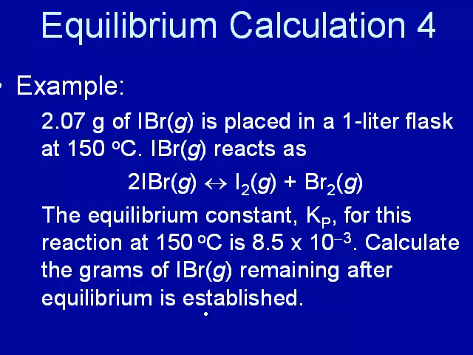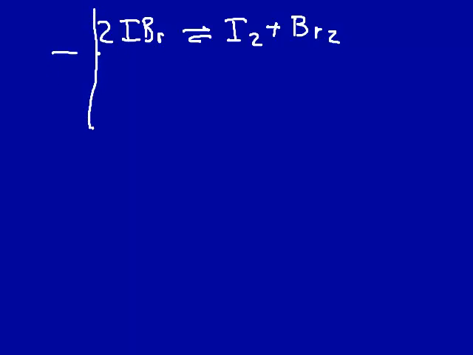after equilibrium is established. Well, let's just start right out and write down our ICE table. 2 IBr, here's the equilibrium, goes to I2 plus Br2. Make the rows in the ICE table. First row here is the initial concentration, then the change, and then the equilibrium concentration. As we said, we want to express concentrations in terms of atmospheres because we're going to use Kp. So let's see if we can do that.